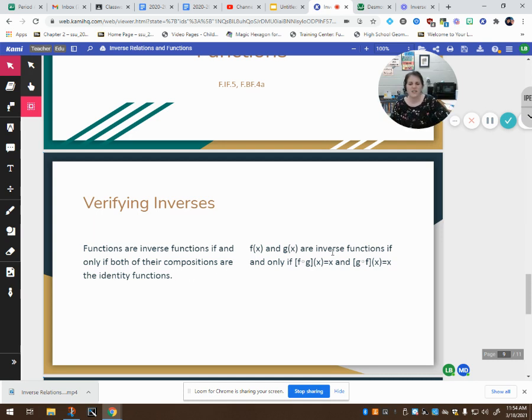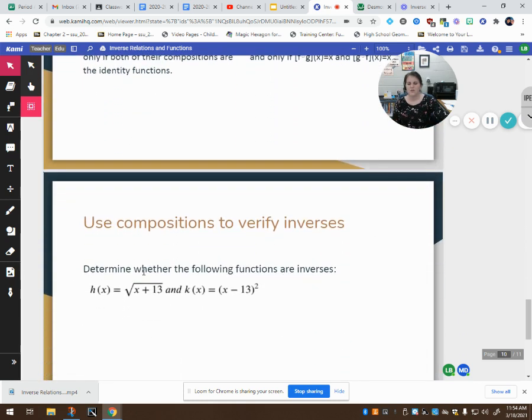If we have f of x and g of x that are inverse functions, this is true if and only if the composition f of g of x is equal to x, the identity function, and g of f of x is equal to x, which is the identity function. So let's try it and see.